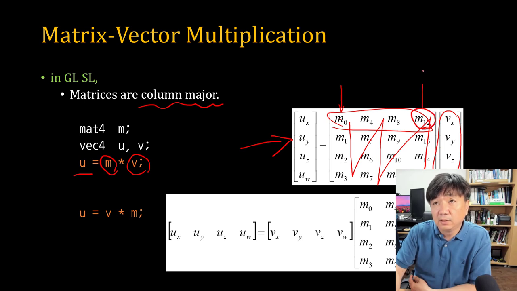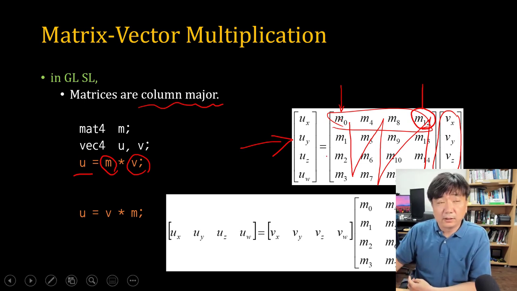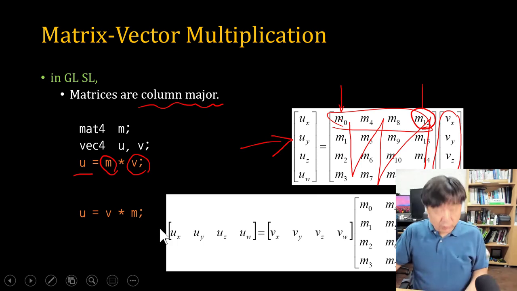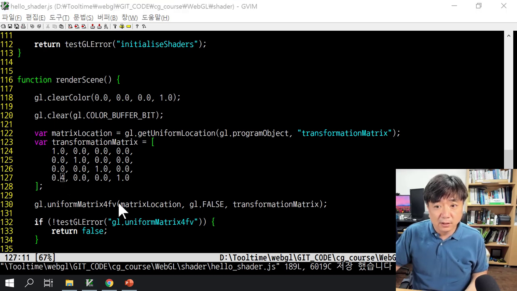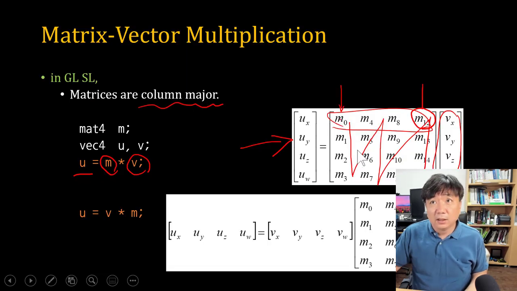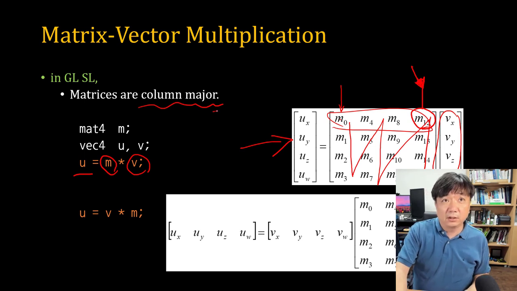Okay. So we think that the source code said it looks like a 4x4 matrix, but 0.4 is not here. So in mathematical notation, it is in here. Okay. So be careful. It is column major.